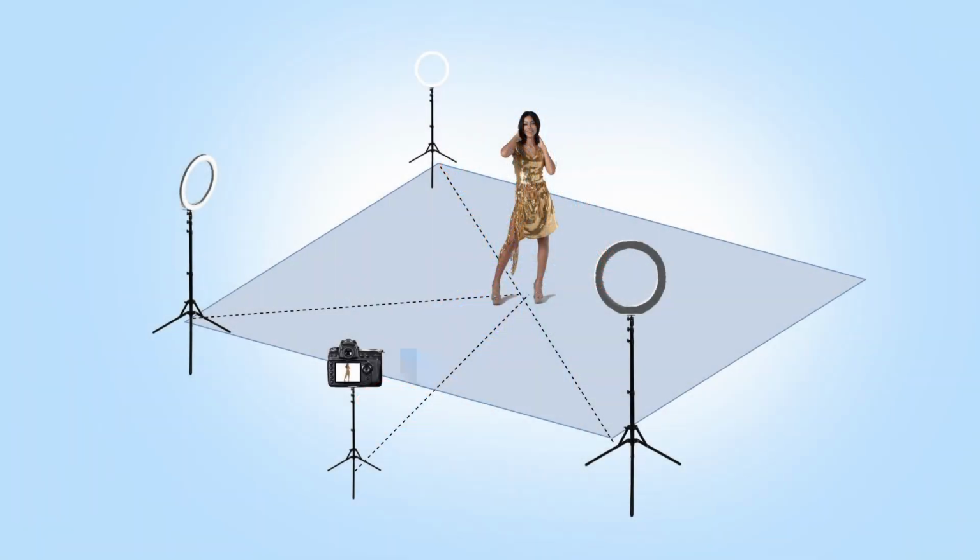The 3 types of lights are key light, fill light, and backlight. A key light is the primary and brightest light source. We recommend that you place this at a 30 to 45 degree angle to the camera. It illuminates the subject and puts it in focus.